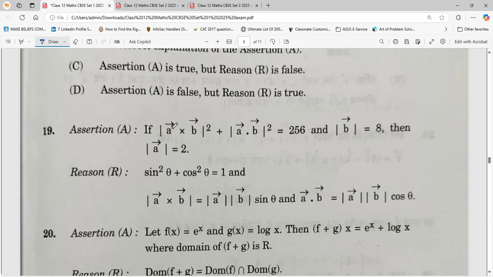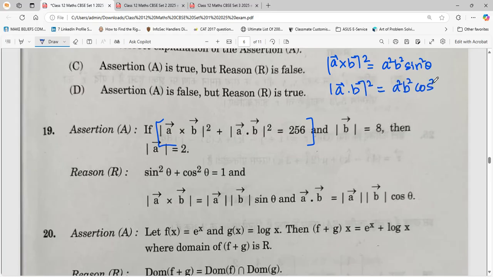We have the relation between modulus of A cross B and modulus of A dot B. So A cross B whole square is A square B square sine square theta, and A dot B the whole square is equal to A square B square cos square theta. If you add these two terms, you will get A square into B square into sine square plus cos square, which is 1. So that is given as 256.